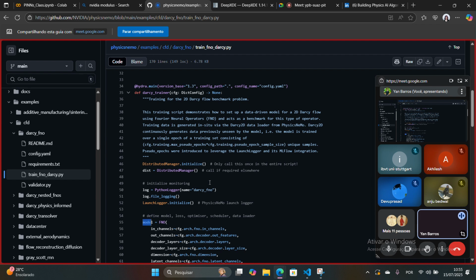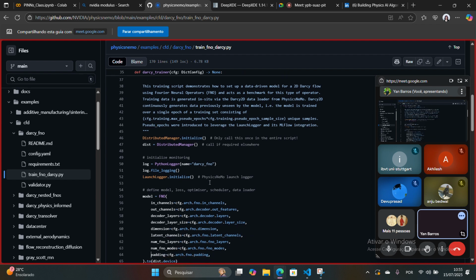But as I saw, Physics NeMo from NVIDIA has some preset architectures, like objects. For example, we have Fourier neural operators here. We just call the Fourier neural operators. We have the input channels, the output channels, the coder layer. We pass this in as an object for loading it.